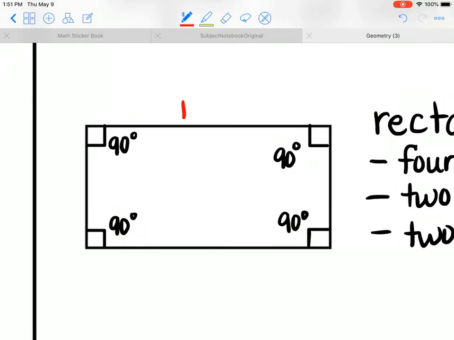So this is a long side. I like to call this one the length because it's the longer of the 2. And you have 2 of those. So we could draw tick marks to show that these 2 are congruent. That means exactly the same.